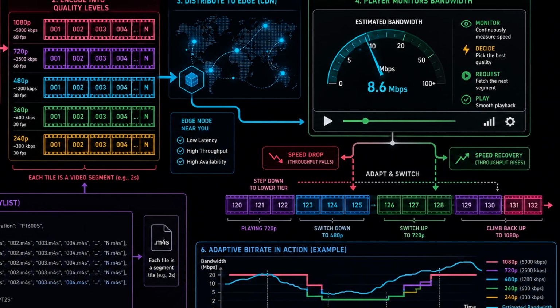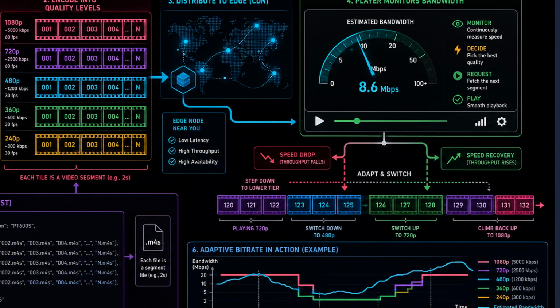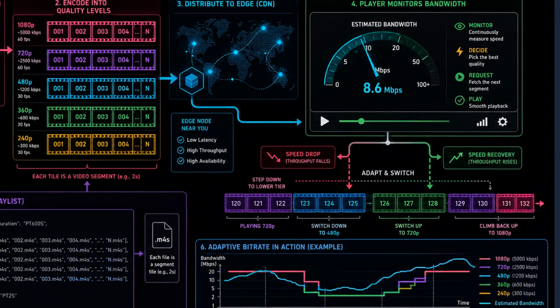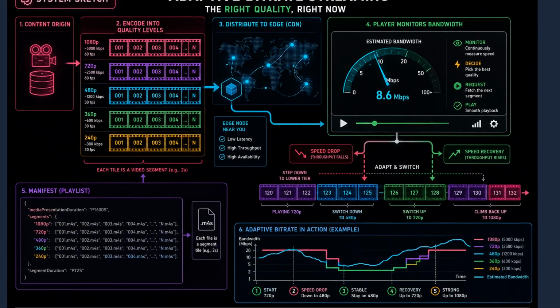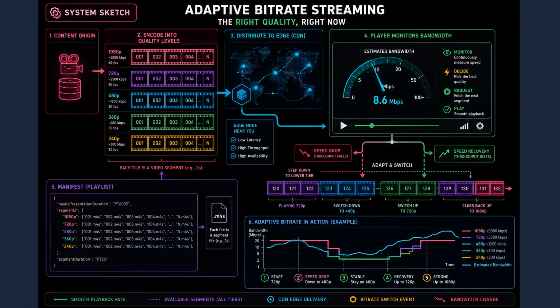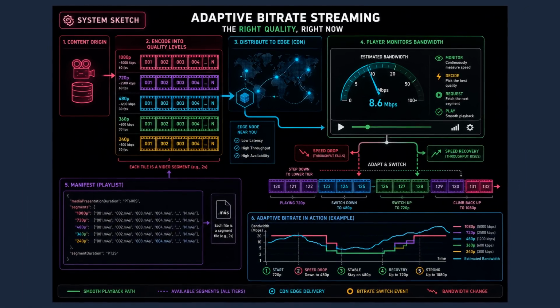Protocols like HLS and DASH use a manifest file, a small playlist that lists every available segment at every quality level, so the player always knows what to request next.